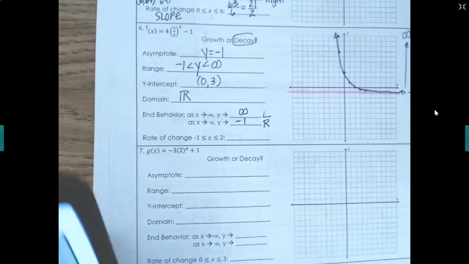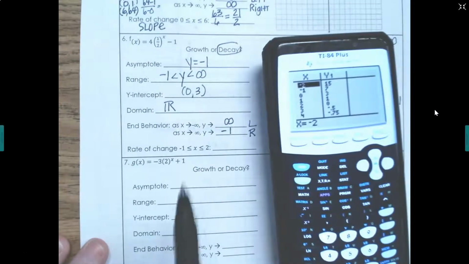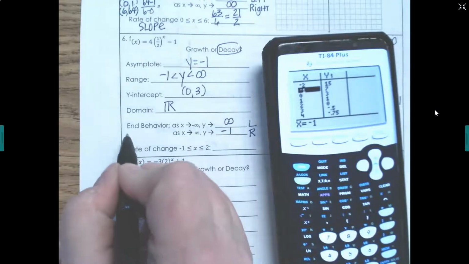Now we're going to do our slope again. So I have two different x values here. I have an x of -1, which gives me a y value of 7.